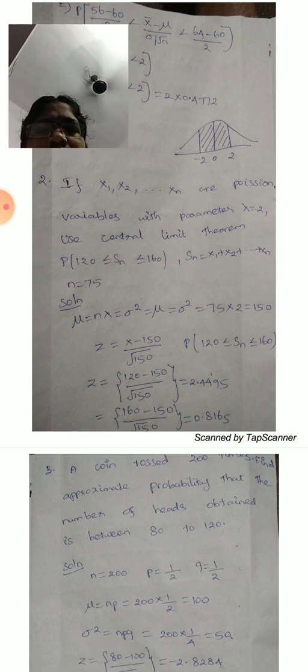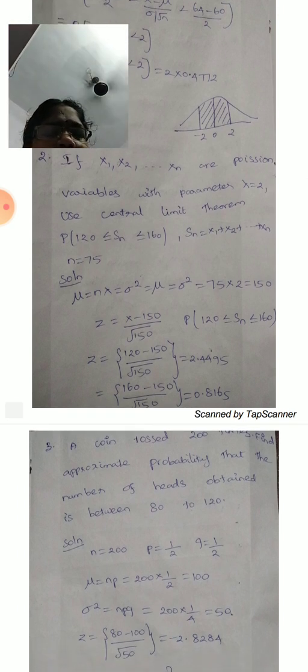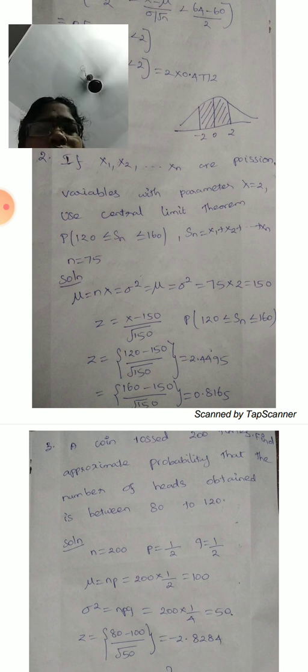Therefore the answer is 2.4495. And then next we take x value 160, so we substitute this value: (160 minus 150) divided by square root of 150 equal to 0.8165. Okay, therefore here the answer is 0.8165.